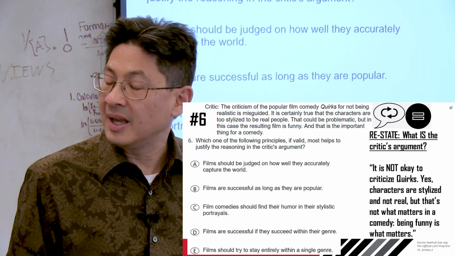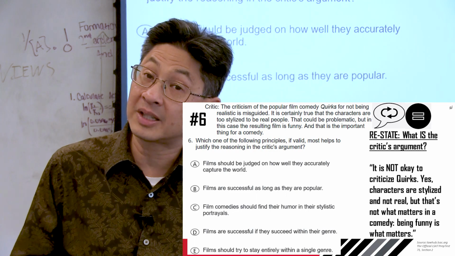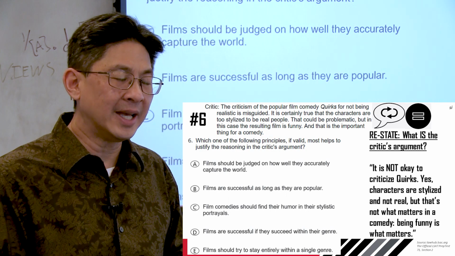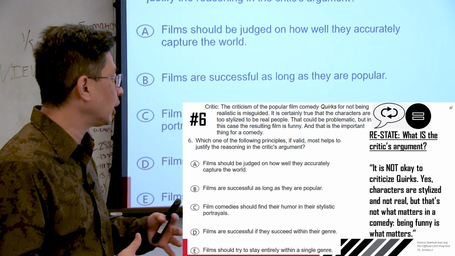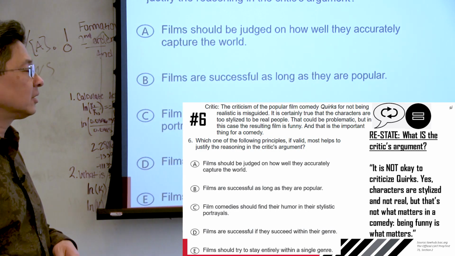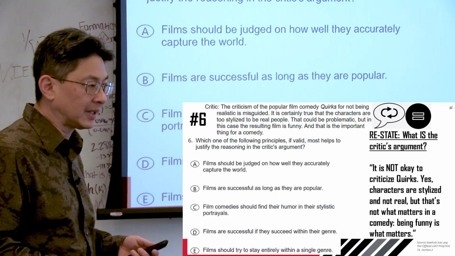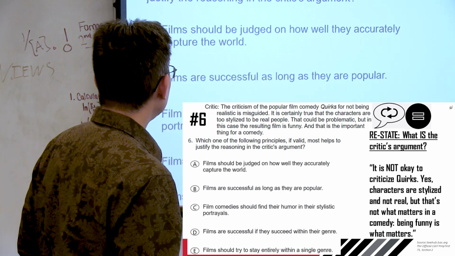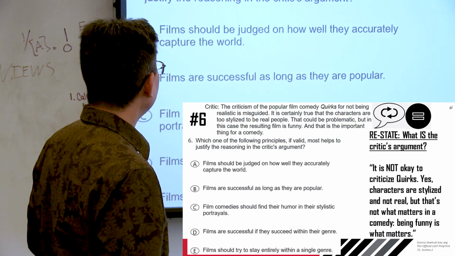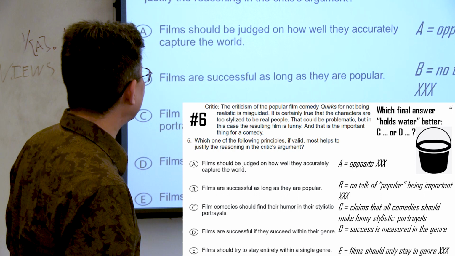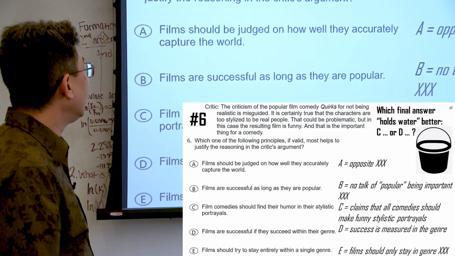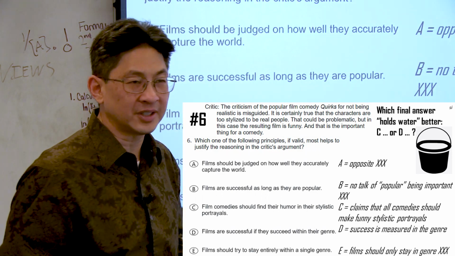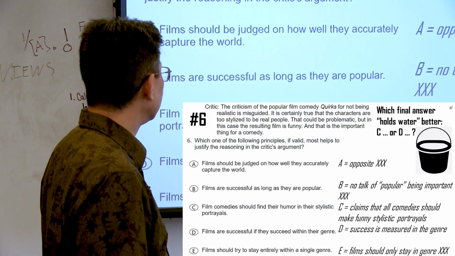30 seconds or less. You can't come up with one. Here's a case where that could be the case, because it's just hard to come up with a connector, a strengthening argument, from your own head. So let's just pretend we could not come up with something. So now we're diving into the answer choices a little bit more blindly. Let's look at answer choice A. Films should be judged on how well they accurately capture the world. Well, that's actually the opposite view, right? That's not going to support this argument. That's going to break it down.